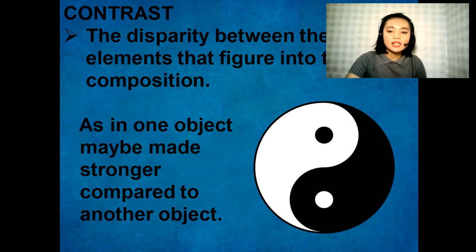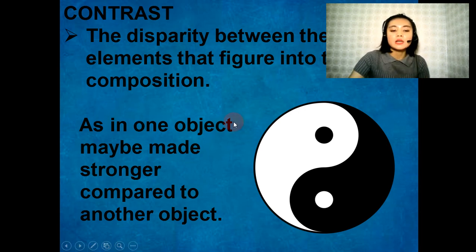So what about contrast? If there is harmony which aims to create unity, we also have contrast. So this is when we are trying to parang create a gap between two elements. Okay, so we put contrasting either colors, contrasting shapes. So as in one object may be made stronger compared to another object. So contrast is also done in order to emphasize something. So kung naalala nyo kanina yung previous example natin for emphasis, 'di ba? We can see the contrast in color in order to emphasize the subject or the topic.